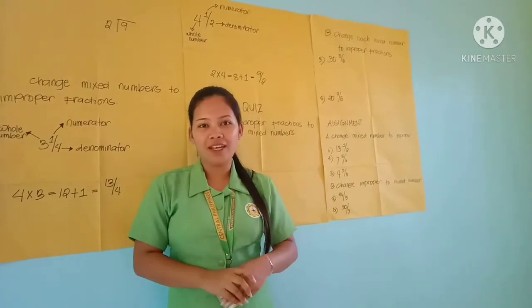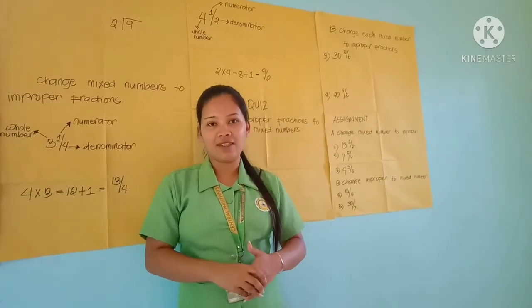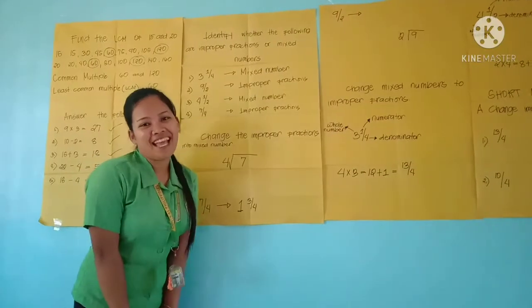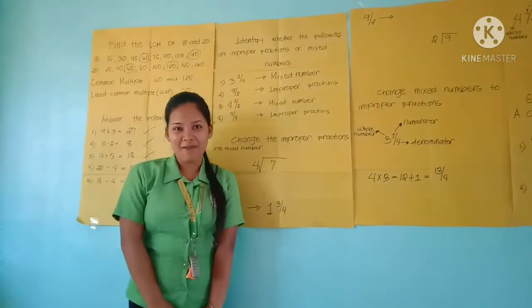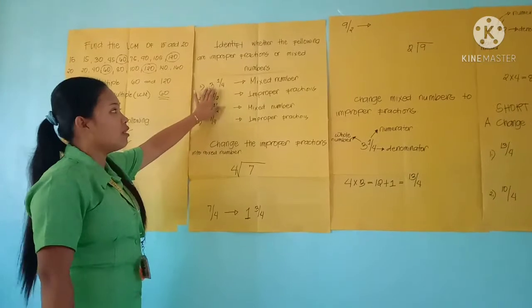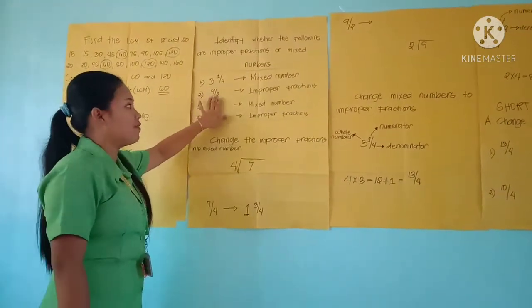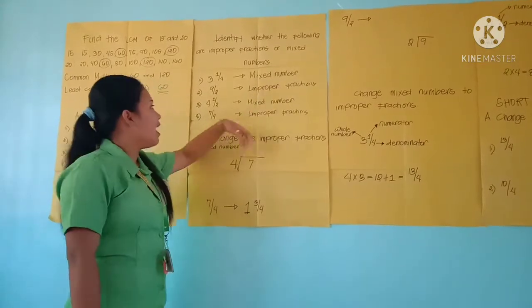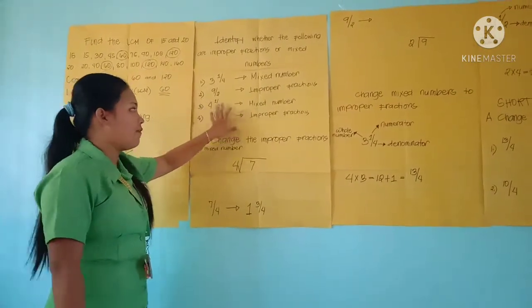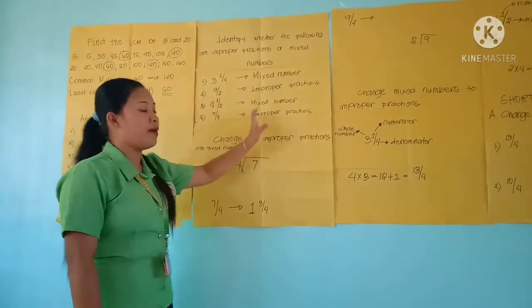So group 1, go to the board and show and explain your answer to your classmates. Thank you, group 1. So according to them, the number 1, which is 3 and 1/4, is a mixed number. The number 2, 9/2, is an improper fraction. The number 3, 4 and 1/2, is a mixed number. The number 4, 7/4, is an improper fraction.